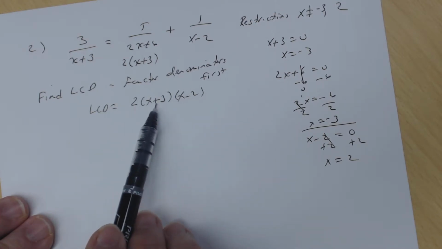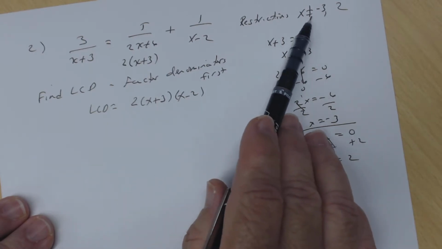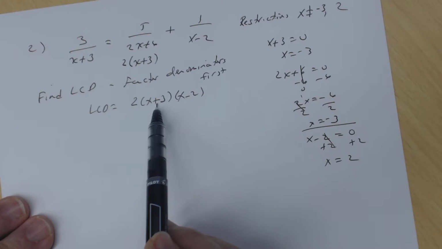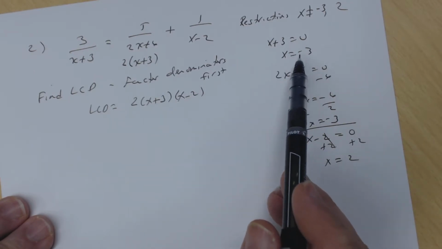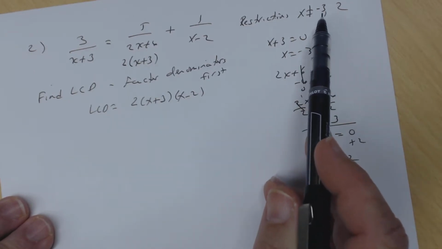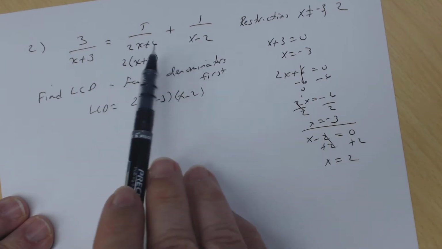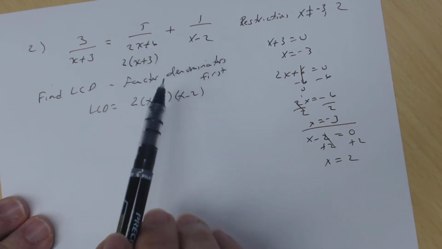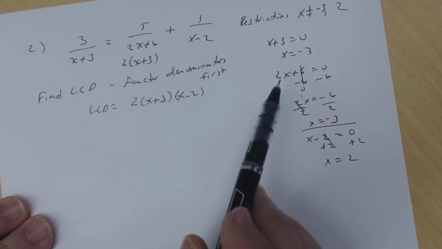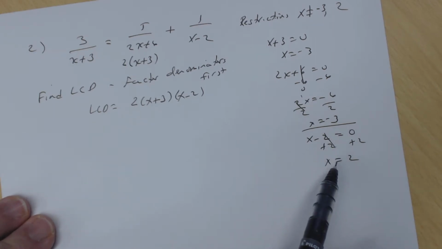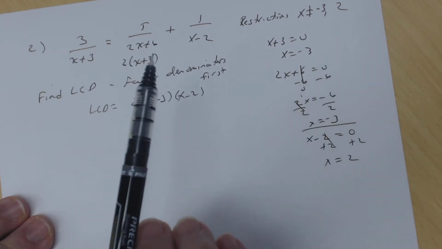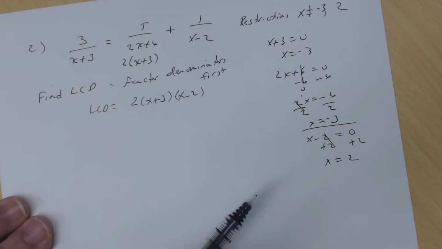And then if you set each of those factors that contain the variable equal to 0, that's what we did here, that's where you're going to find your restrictions. So x plus 3 equals 0, x equals negative 3, that's your restriction. So x cannot equal negative 3 because it'll make at least one of the denominators 0. X minus 2, I set that equal to 0, so I get x equals 2, that's a restriction. It will make at least one of the denominators 0.